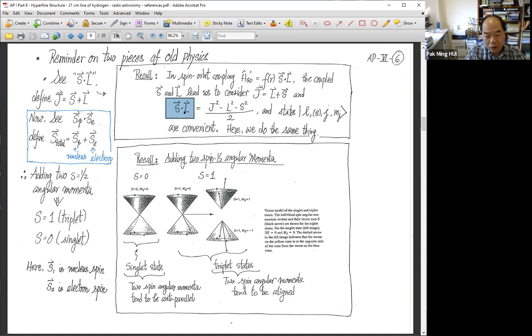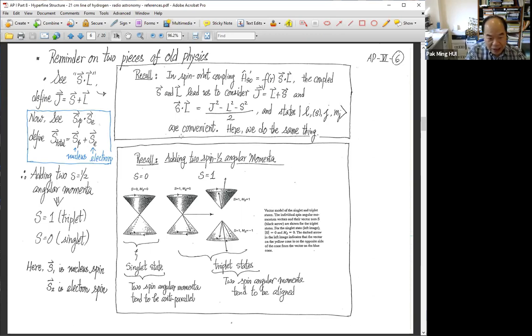So we copy through, we will have S proton dot into S electron being the total square minus proton spin square minus electron spin square divided by 2, something like that. Okay, so in this first step, we know what to do.